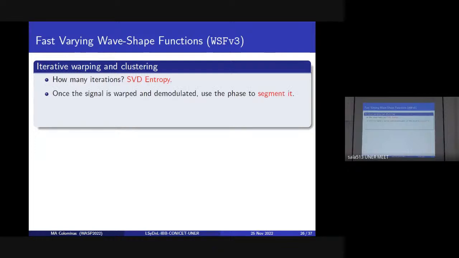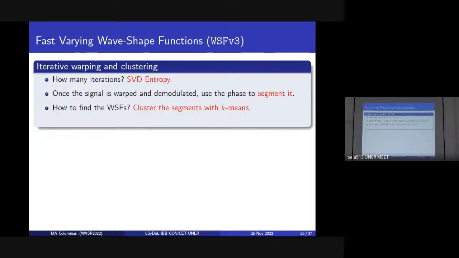Once the signal is warped and demodulated, you can use the phase to segment it. And how to find the wave shape functions? You can just cluster the segments, for instance with k-means. We use k-means. It works okay. I don't know if it is the best clustering method, but we also tried hierarchical trees, and the results were better with k-means. You can even run simple examples, and when the length of the segments is roughly the same as the number of cycles, so you have more or less a square matrix, k-means works much, much better.